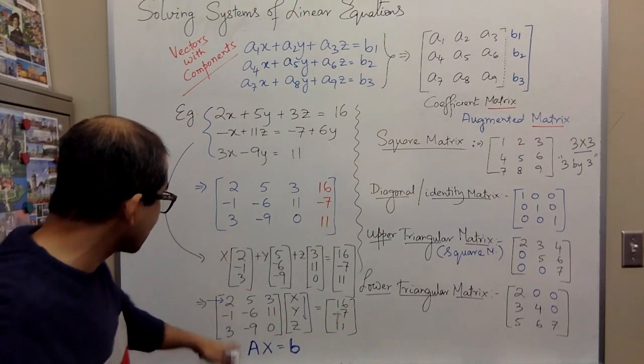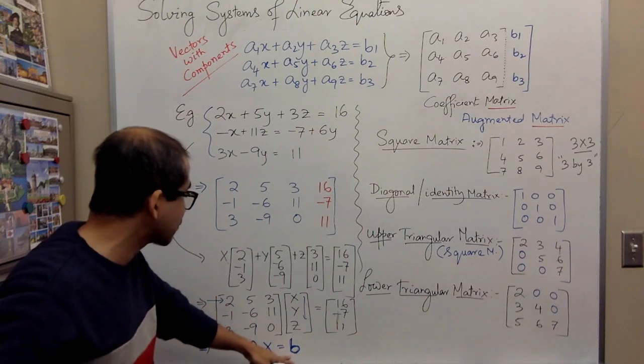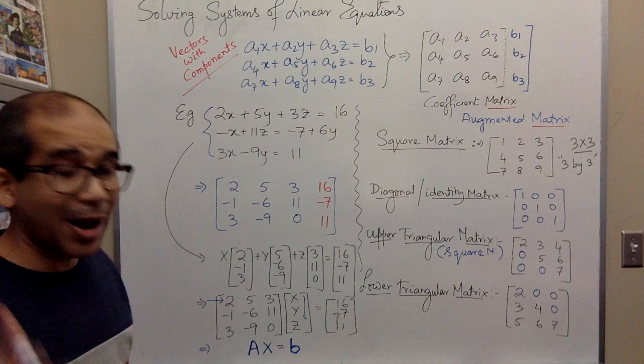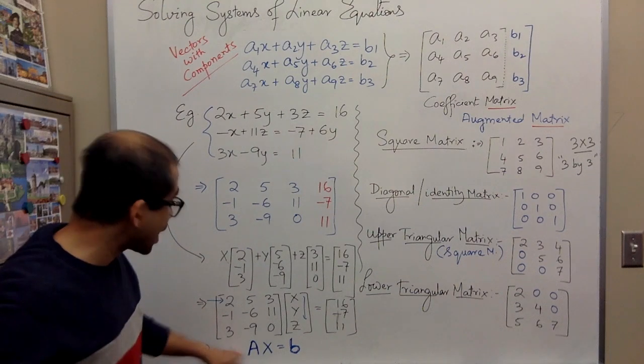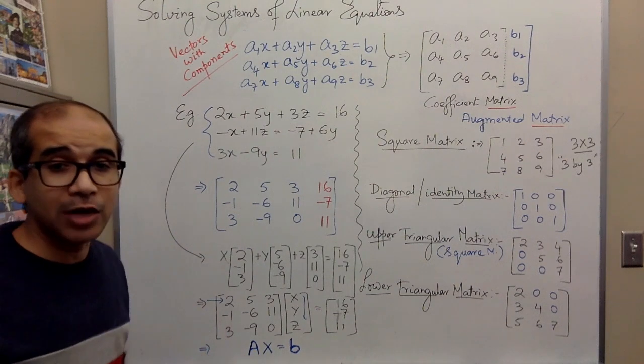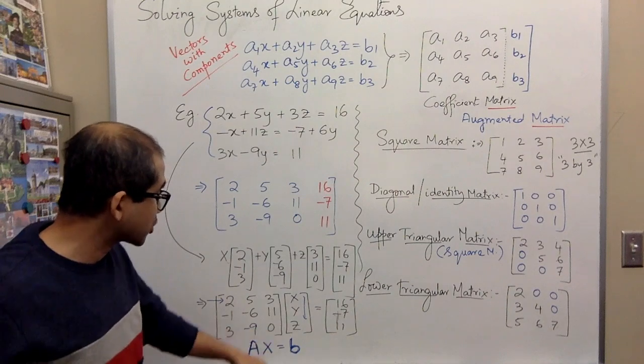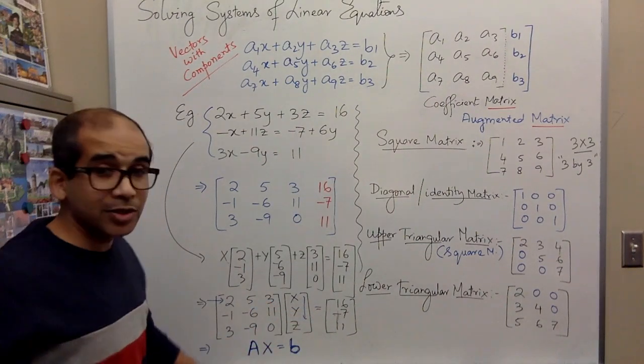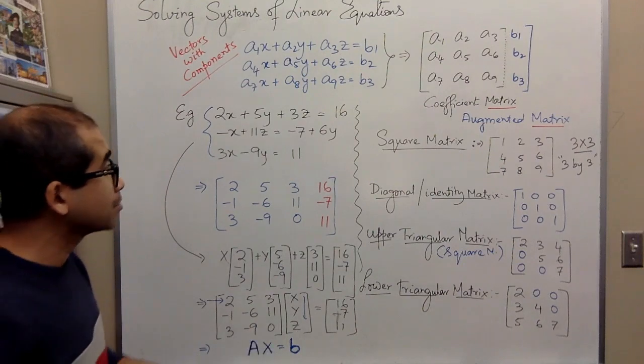This can also be represented in this format. This is a very standard form of representing linear equations in matrix form: Ax equal to b, where A is the coefficient matrix, x is the vector, and b is the set of constants. So Ax equal to b. We'll come back to this later.